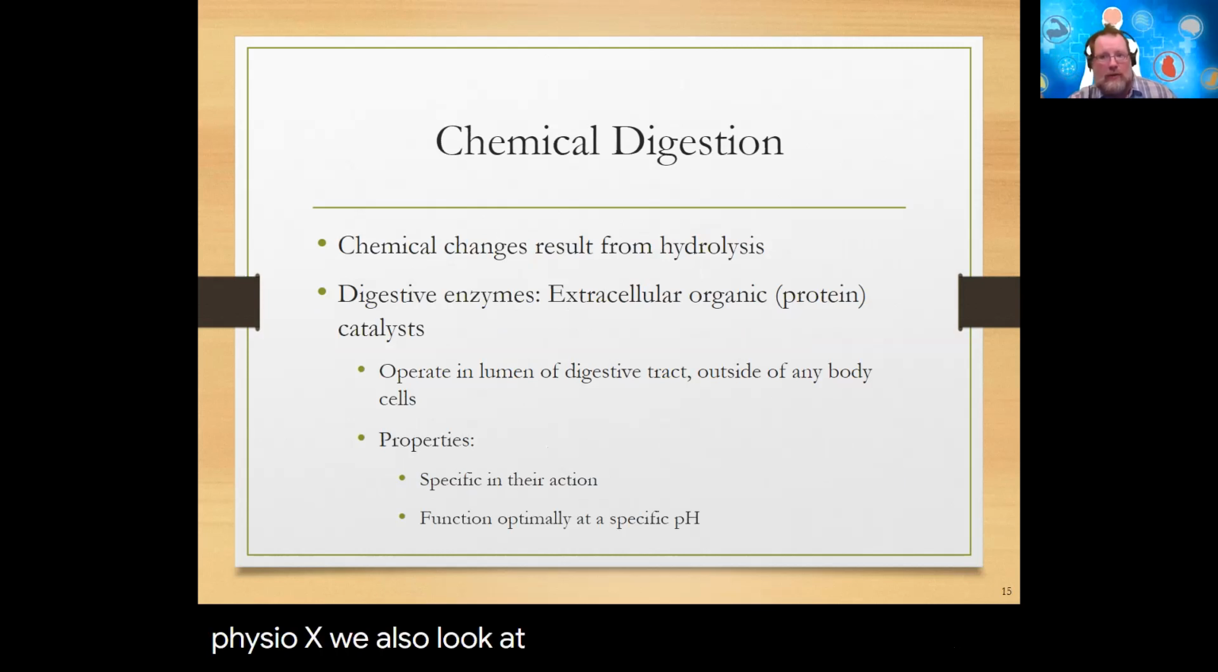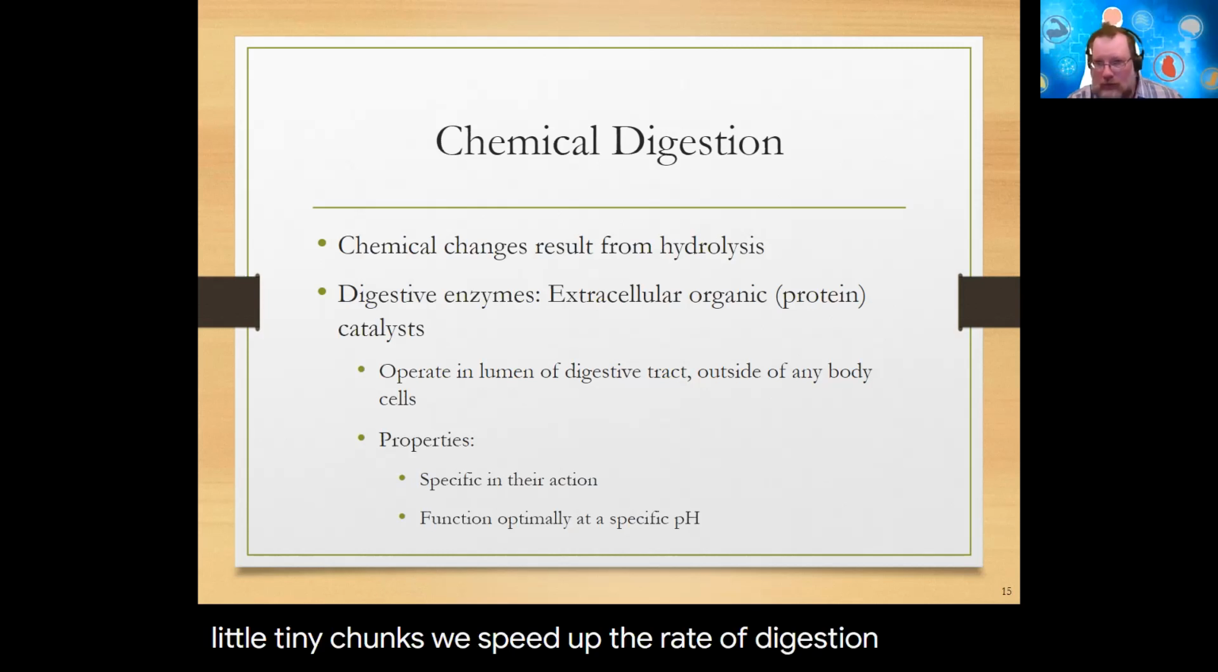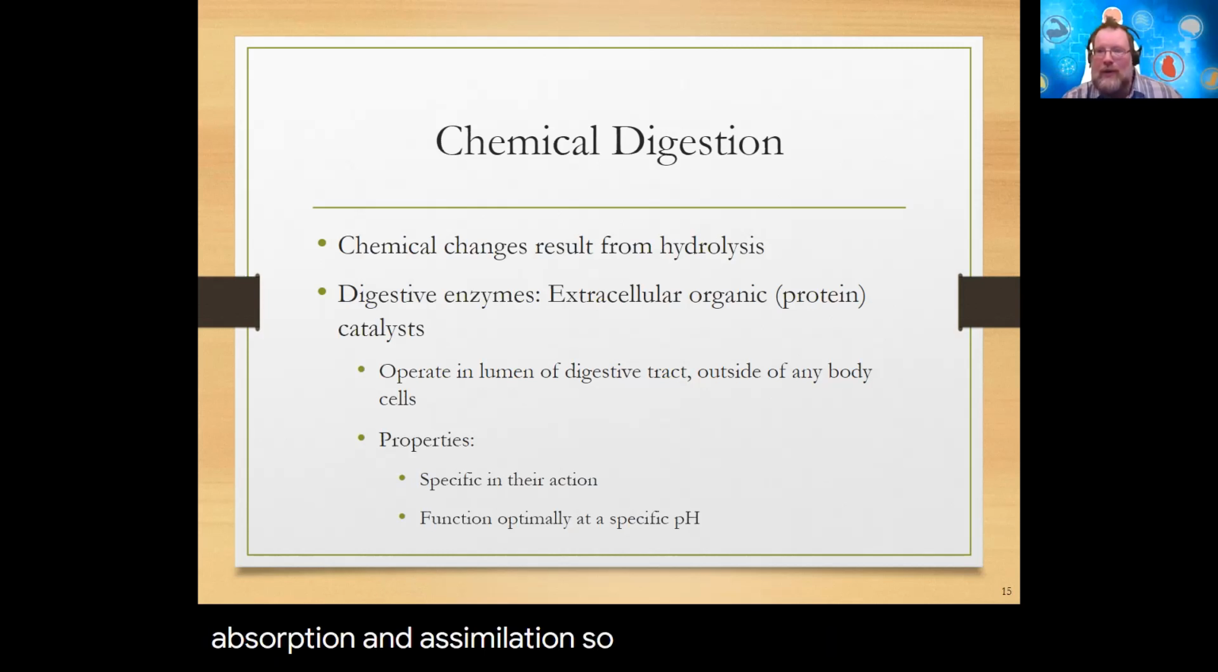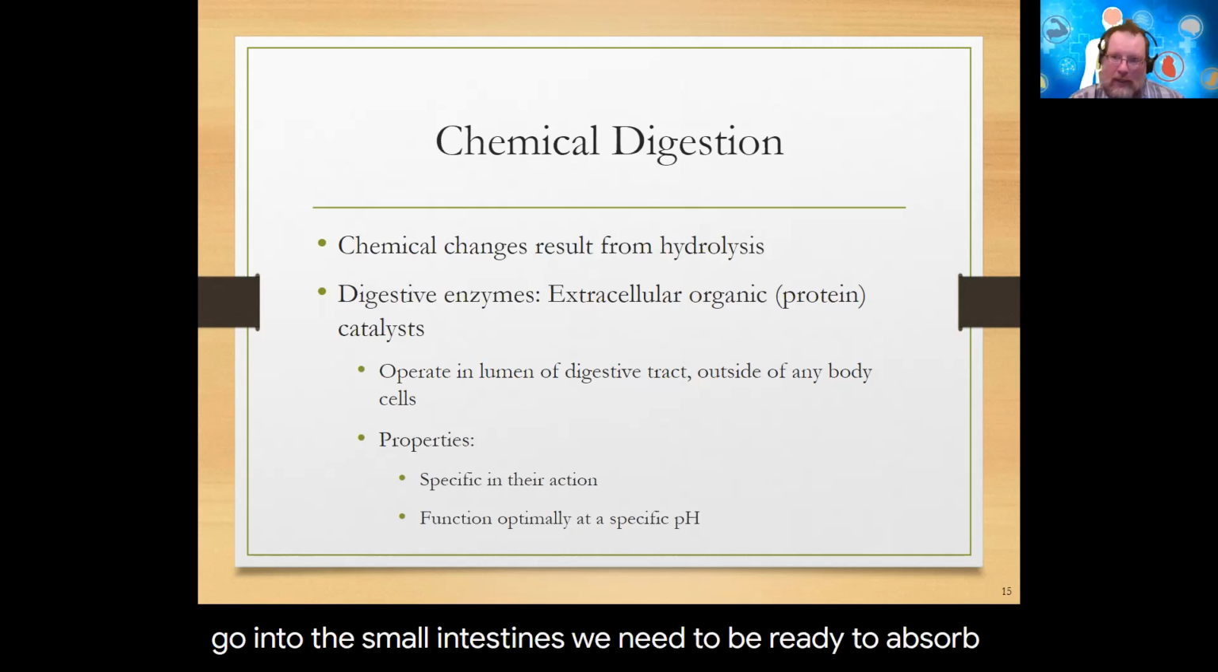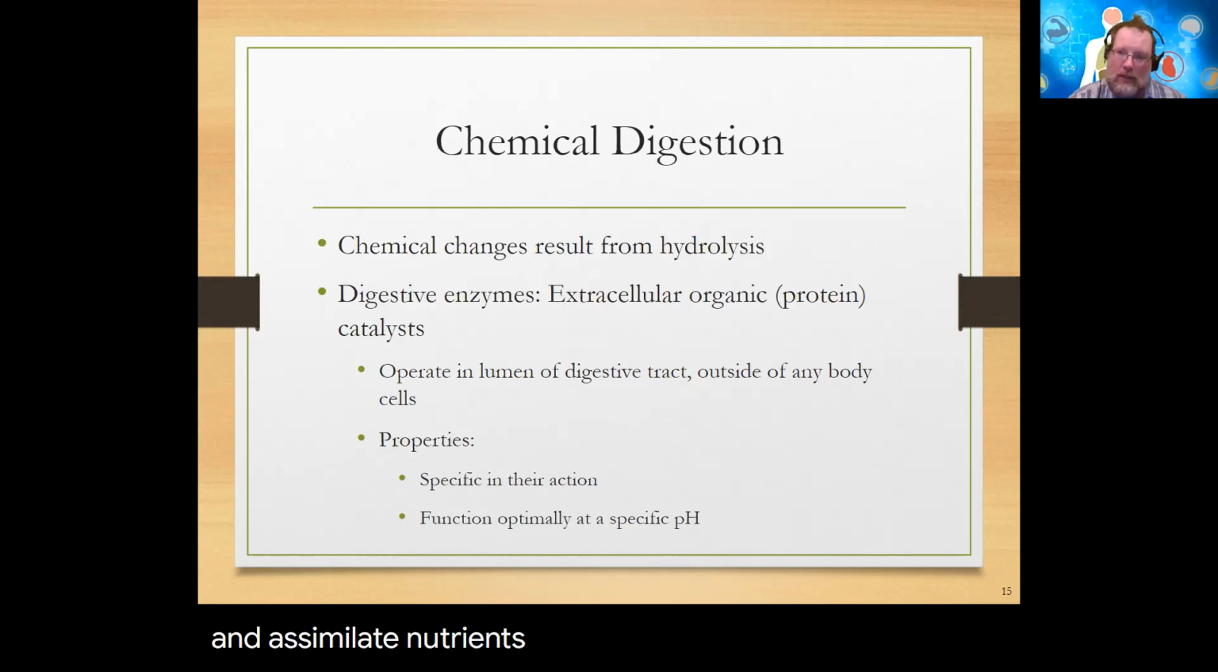We also look at surface area. You can get faster absorption when you decrease particle size and increase surface area. So when we take a big chunk of something and break it into a million little tiny chunks, we speed up the rate of digestion and absorption and assimilation. So that's why we spend so much time in the stomach, because once we're ready to go into the small intestines, we need to be ready to absorb and assimilate nutrients into the bloodstream.